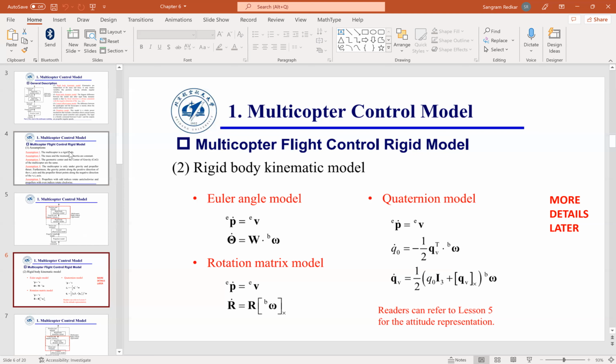Second equation. This is also a very innocent looking equation. Theta dot is equal to W multiplied by B omega. This B omega is nothing but the angular rates of the aircraft. So W is the rotation transformation matrix that will take these body angular velocities and convert those to inertial angular velocity. And I cannot emphasize this enough. So please try to understand. This concept is actually super important, because there is an entire field of inertial navigation and tracking that is based on this equation.